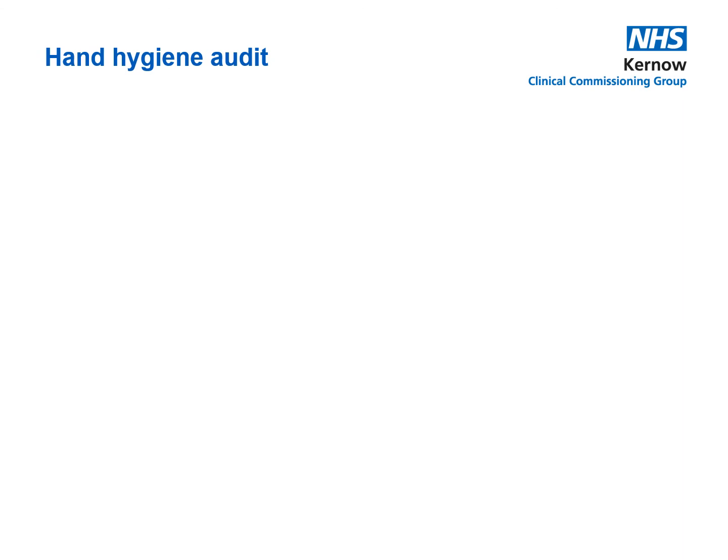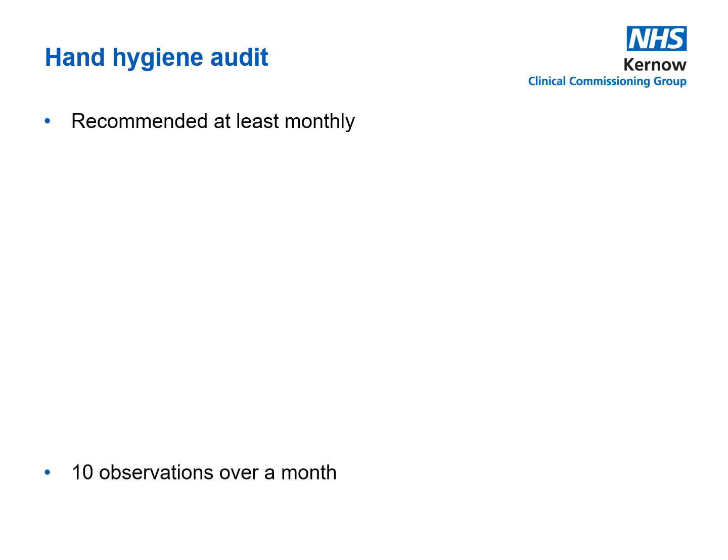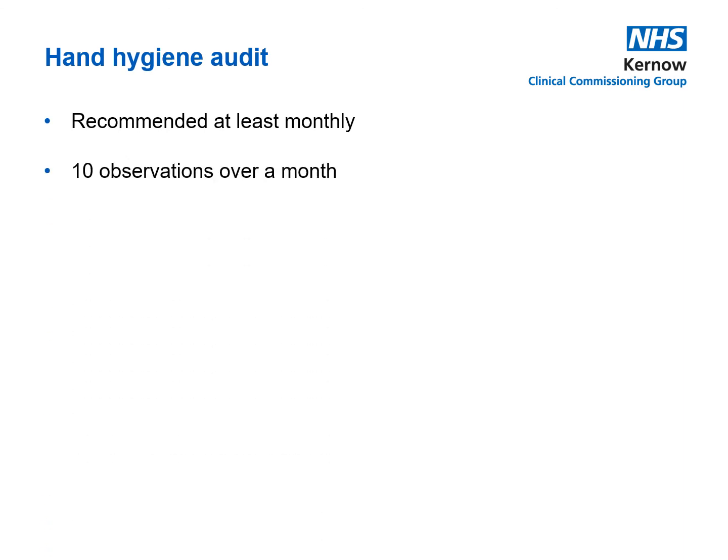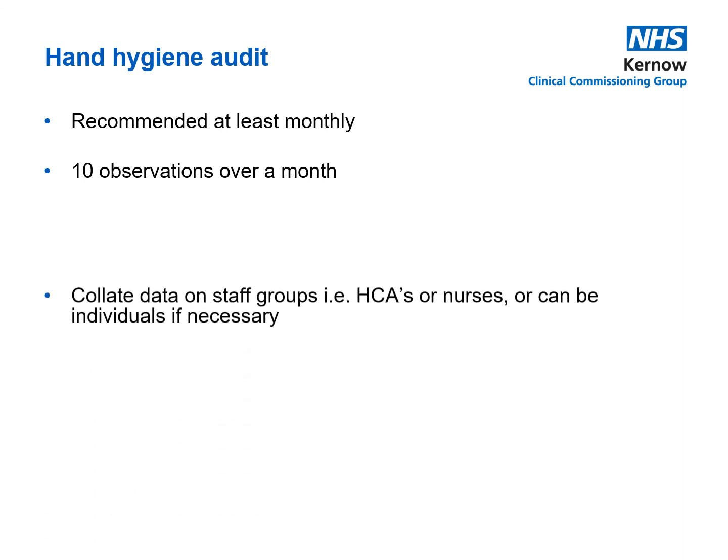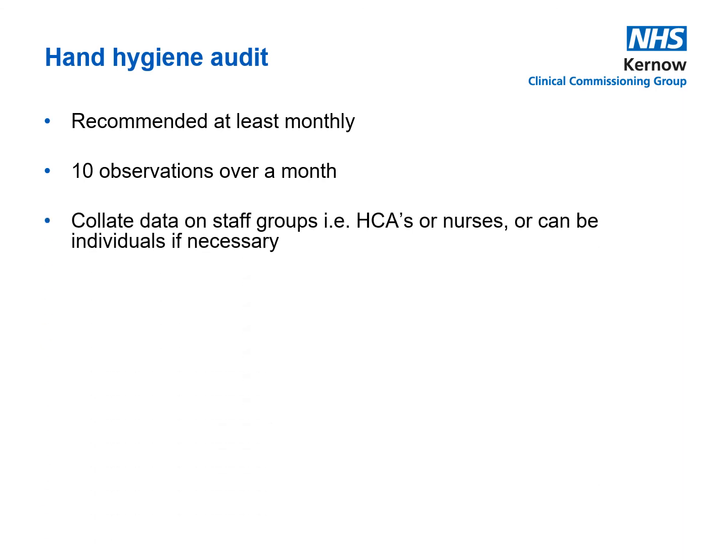And finally, we will give some recommendations of how to complete hand hygiene audits. It is recommended to perform hand hygiene audits at least monthly, with about 10 observations over 1 month. You should collect data on staff groups, for example, healthcare assistants or nurses or doctors. Or you can record data on individuals if that's absolutely necessary.